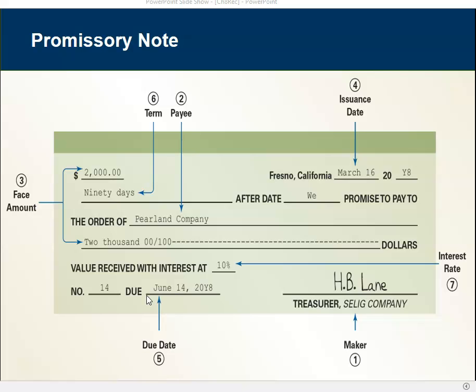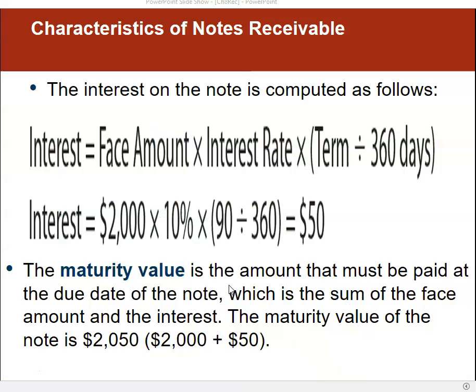Term: 90 days. There it is right there. And then finally, the interest rate for this one is 10%. So all of the things that we talked about on the prior page. It says characteristics of a note receivable. We're going to compute the interest as follows.